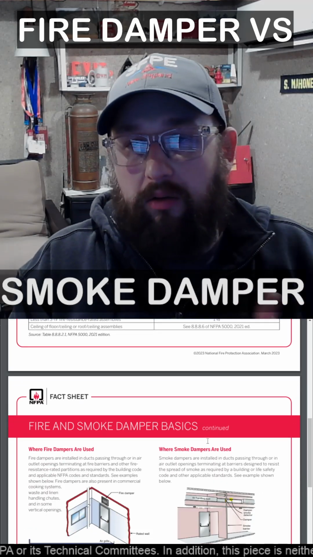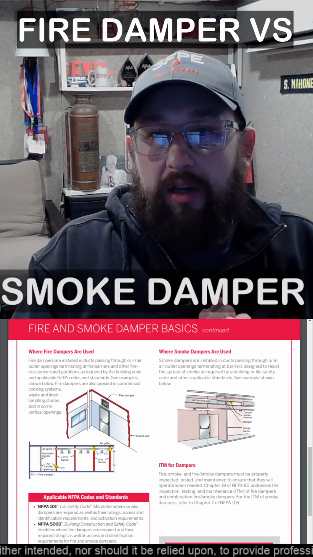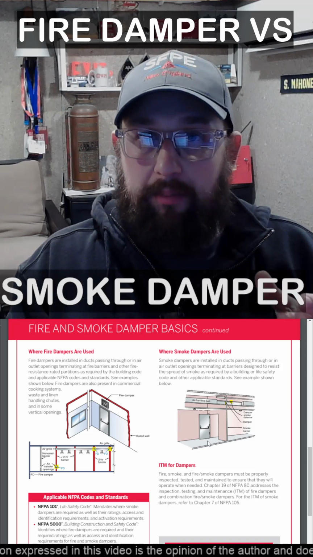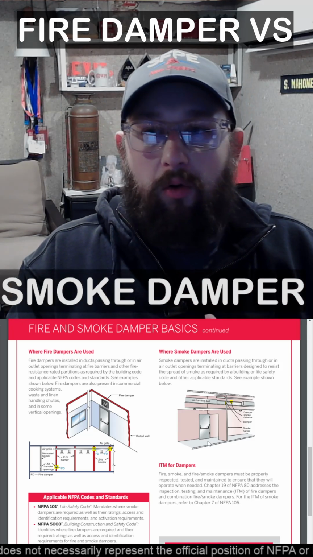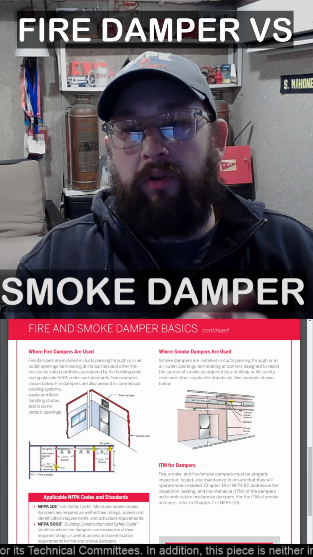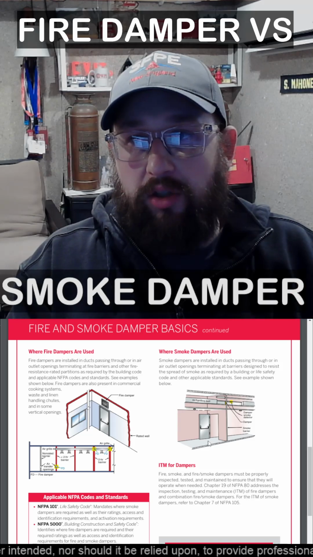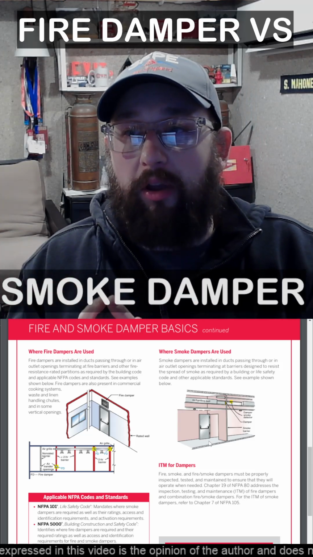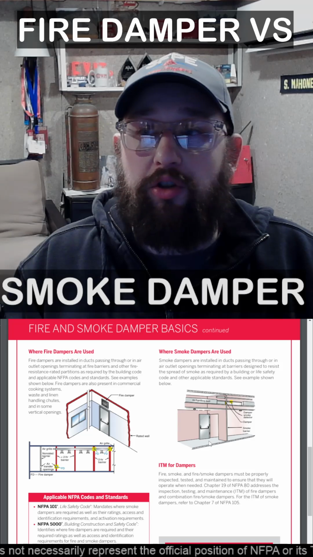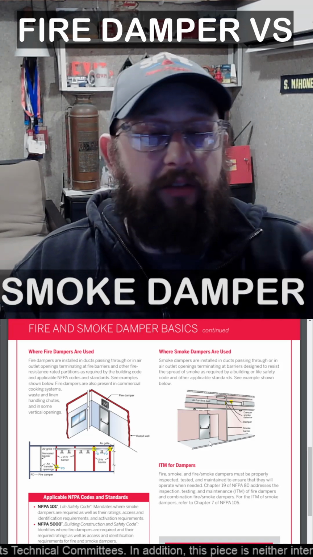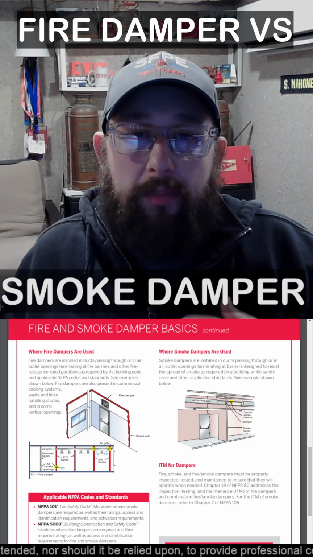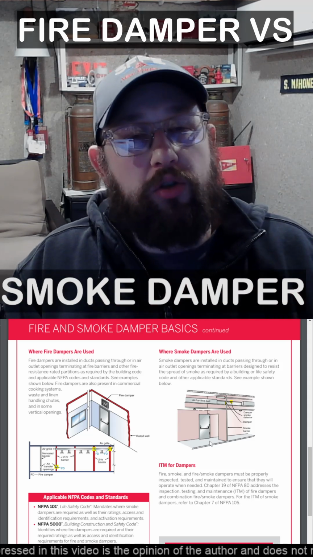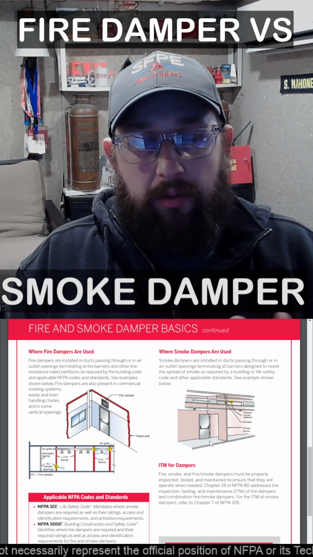Now, a little bit about where these are required. Fire dampers are used when we've got an air transfer opening or a duct going through a fire-rated assembly. So whether that's a fire barrier or a rated floor assembly, that's where you're going to see fire dampers installed. Smoke dampers are installed if you've got an air transfer opening or a duct going through a barrier that is meant to limit the spread of smoke. So in NFPA 101, we might be required to have smoke compartments. We might have smoke barriers or smoke partitions. If we're sending ducts through those, we're most likely going to need a smoke damper in that location.